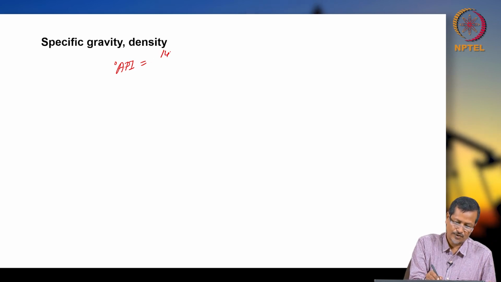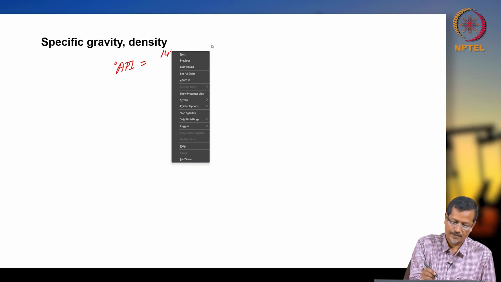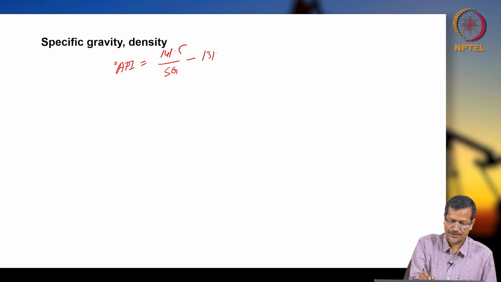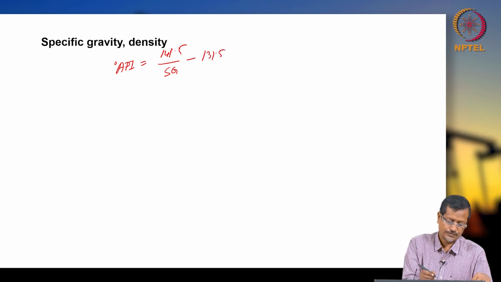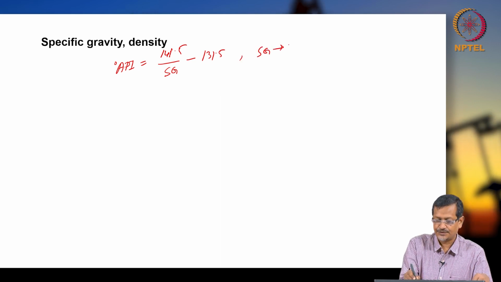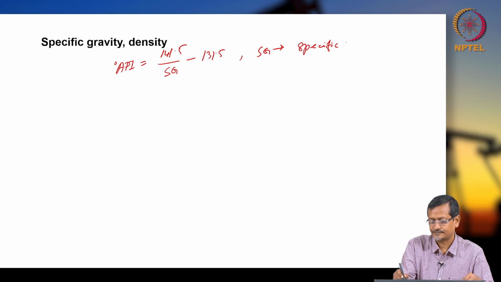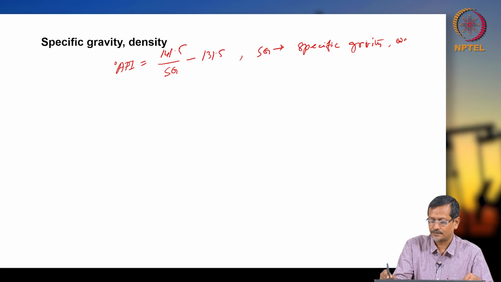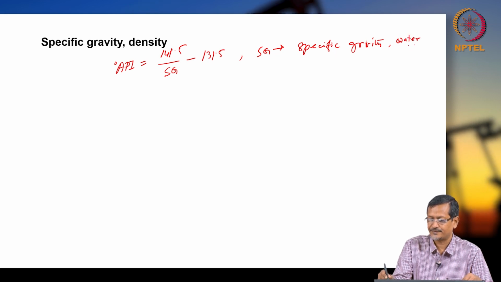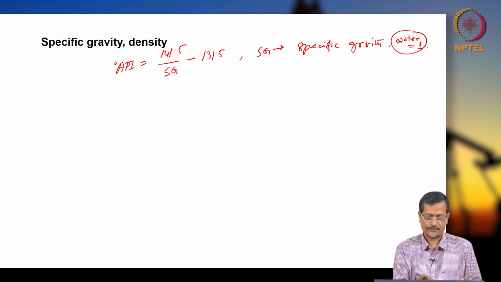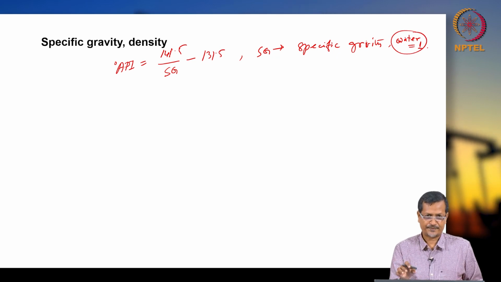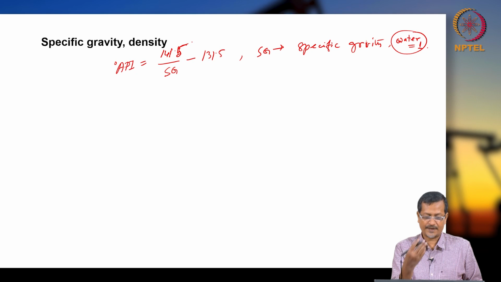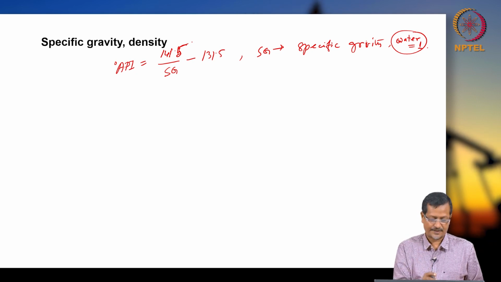Degree API formula is 141.5 divided by specific gravity minus 131.5. Here SG equals specific gravity, with water equal to 1, relative to water. So water specific gravity must be 1, and you are comparing with water. If you know specific gravity relative to water, you can put it in and get API gravity, or vice versa. If you know the API gravity, you can convert it into specific gravity.